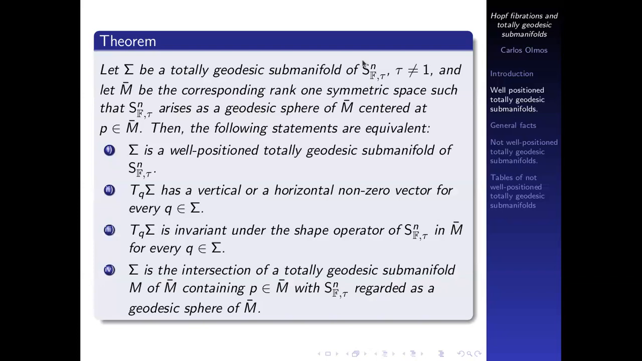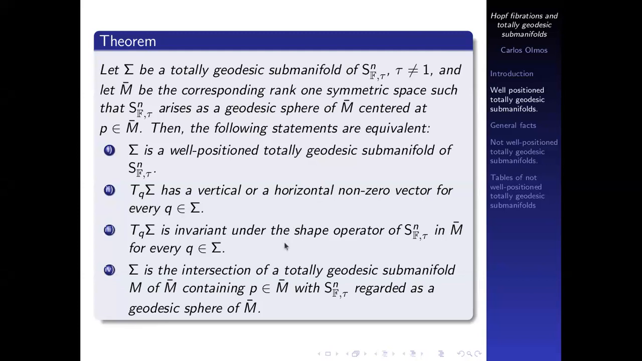Let sigma be a totally geodesic submanifold of a Hopf-Berger sphere of factor tau, of course not the round sphere, and let M bar be the rank 1 symmetric space such that this Hopf-Berger sphere arises as a geodesic sphere. So the following statements are equivalent. We almost have done it. First, sigma is well positioned. The second is that it has a vertical or horizontal vector. This is what we commented before.